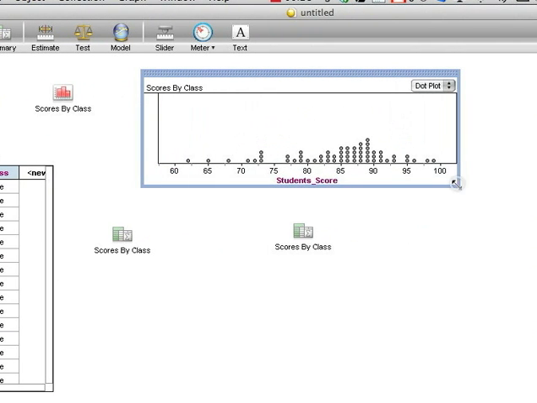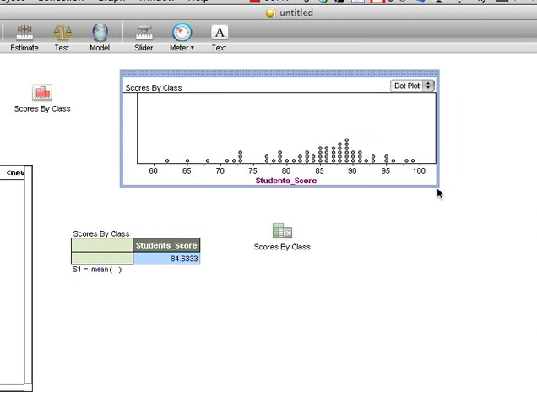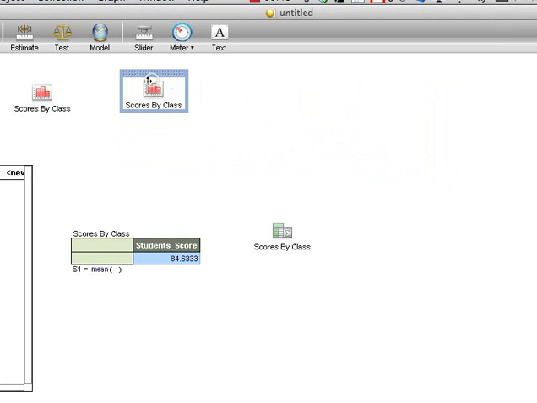Here's a nice dot plot of that distribution, and you see the scores are spread out all the way from 99 to 64. On average, students got an 84.63. But I'm sort of wondering if there's some difference between Miss Sorrell's class and my class.